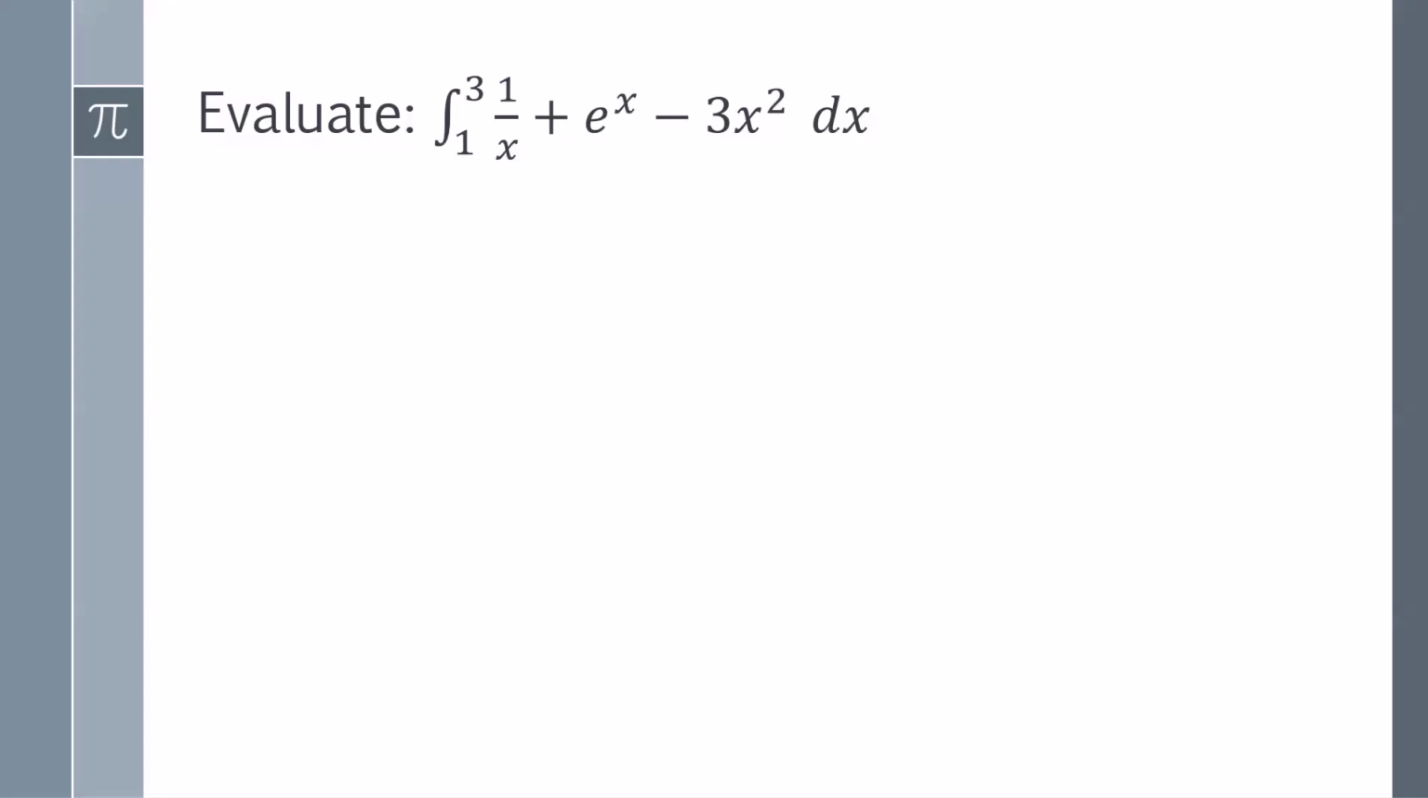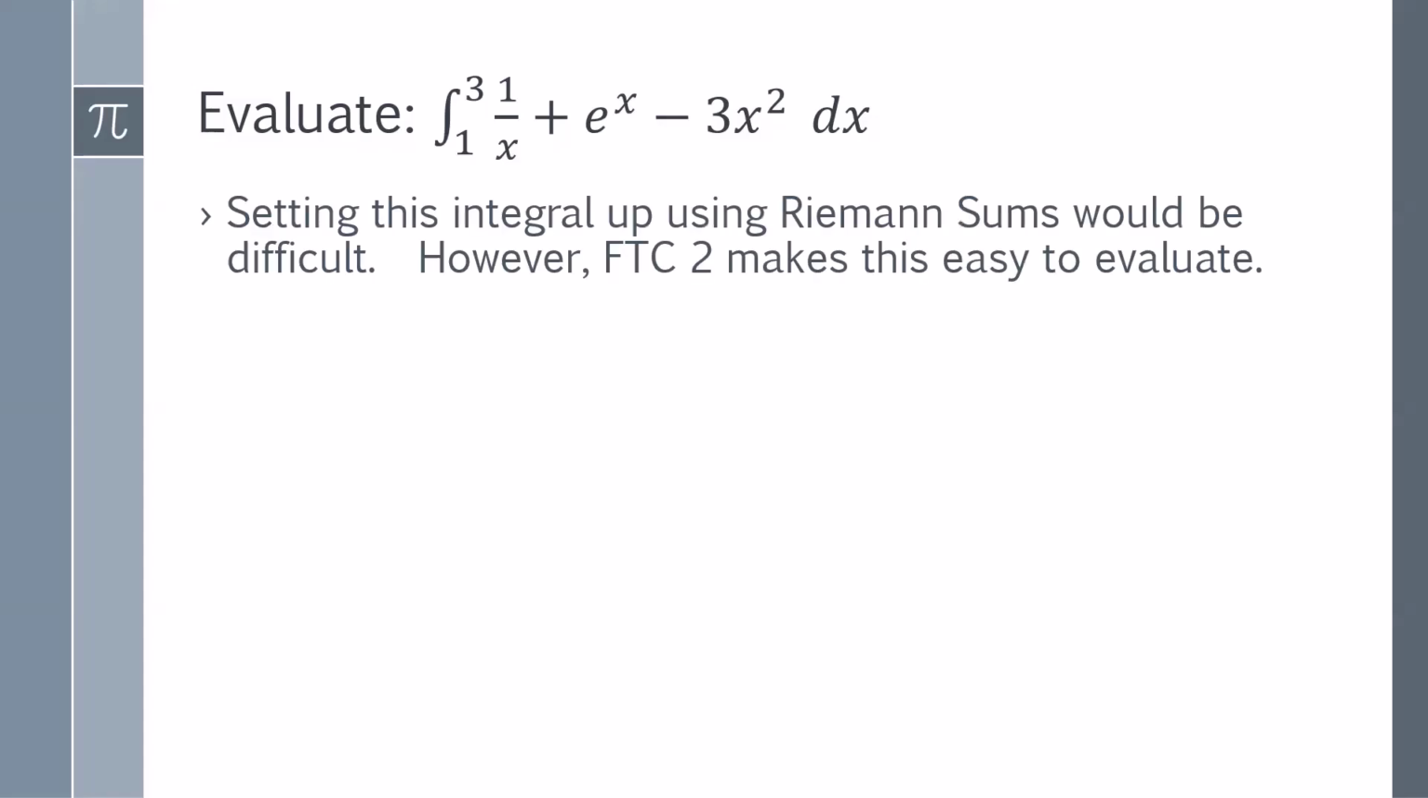Let's evaluate the integral from 1 to 3 of 1 over x plus e to the x minus 3x squared dx. Now, of course, if we were to do this with Riemann sums, this would be incredibly difficult. However, our second fundamental theorem of calculus makes this super easy to evaluate.